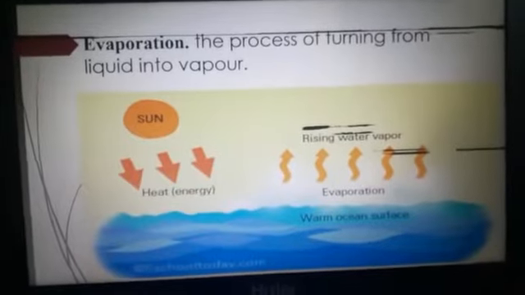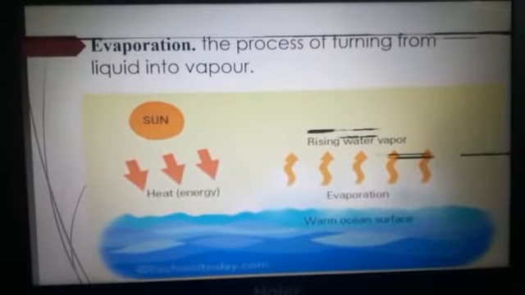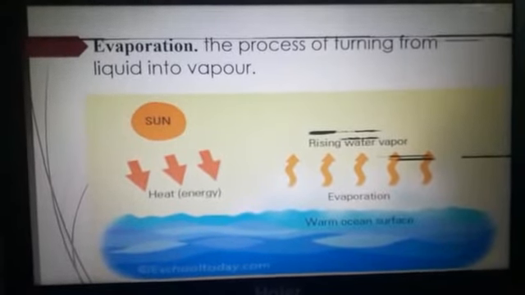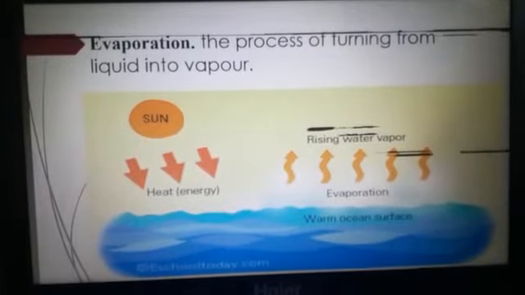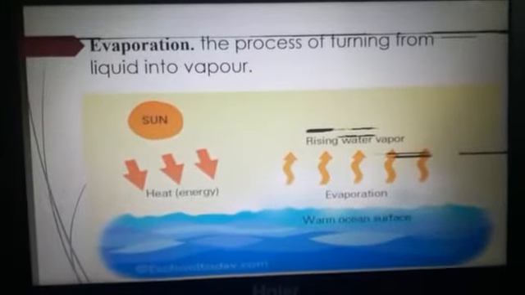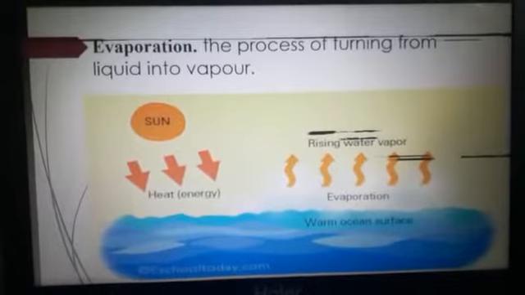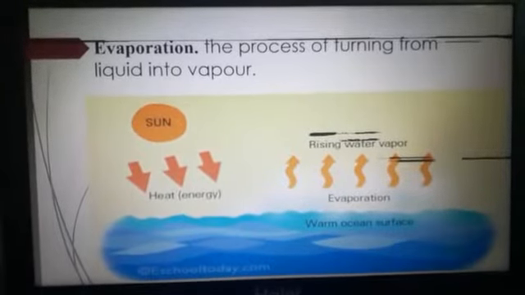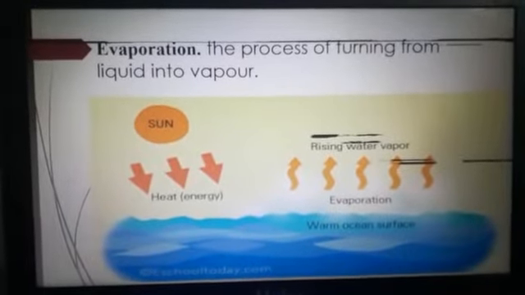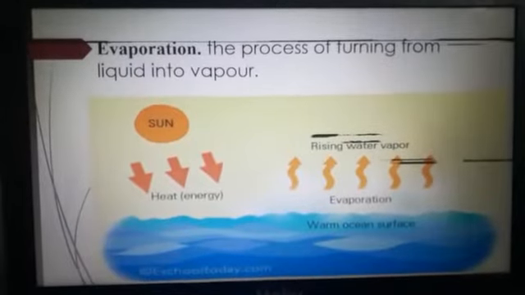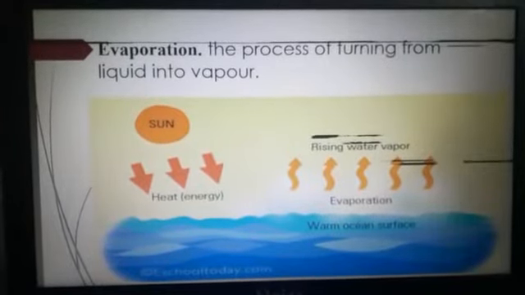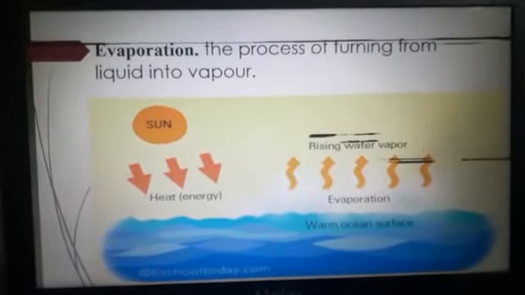Evaporation. Evaporation is the process of turning liquid into vapors. Here we include a natural example, that is the ocean and the sun. When this oceanic water receives heat energy from the sun, it converts its water slowly or gradually into vapors. Focus here, I use the words slowly or gradually. It means this process takes some period of time and doesn't happen at once.